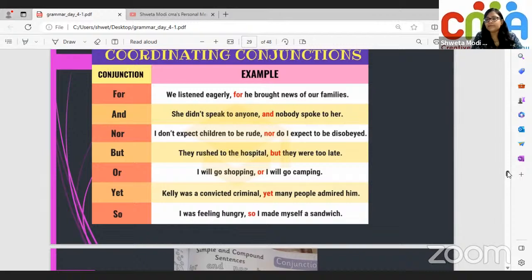what you will see is that two sentences are joined, and then it is a sentence. So they are independent. We listened eagerly makes complete sense. He brought news of her family makes complete sense. It's not that one sentence depends on the other, or that one is more important than the other. No, both are equally important, both are independent. In this case, it is FANBOYS, which are coordinating conjunctions, and the sentence is a compound sentence. Okay.